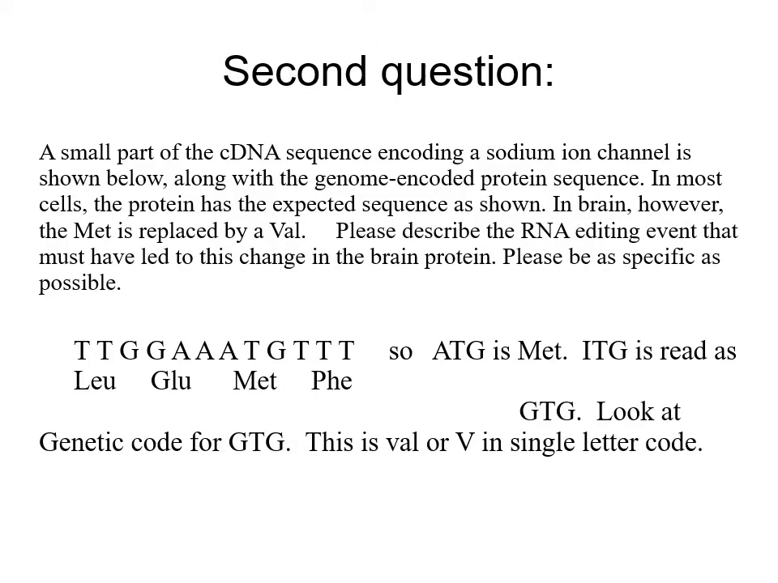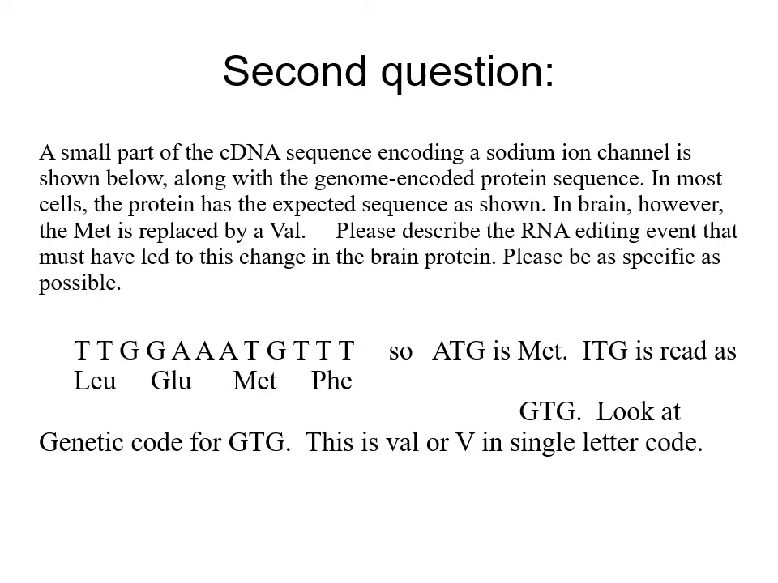Okay, the second question is even simpler, actually. We've got a small part of the DNA sequence encoding a sodium ion channel, along with the genome-encoded protein sequence. Now, this does point out something important in terms of recognizing these things. Remember that the cDNA is created by copying the final mRNA. So when you compare the cDNA sequence, what you're really looking at is an edited sequence if it's edited. And so comparing that to the genome sequence will tell you what the original was before the editing. That's sort of an aside, but comparing cDNA to genomic is a way to see these things.